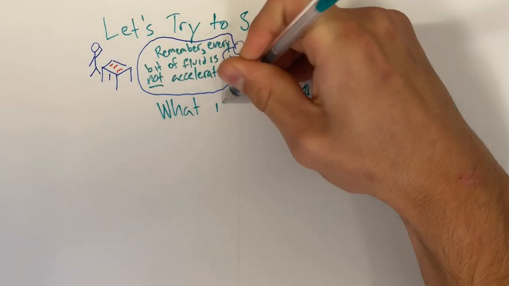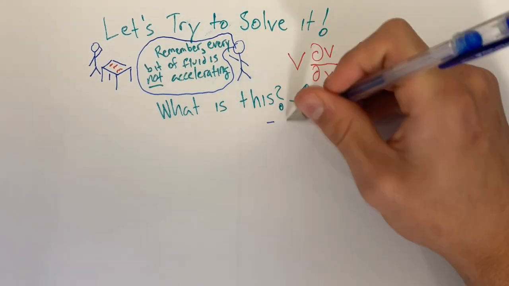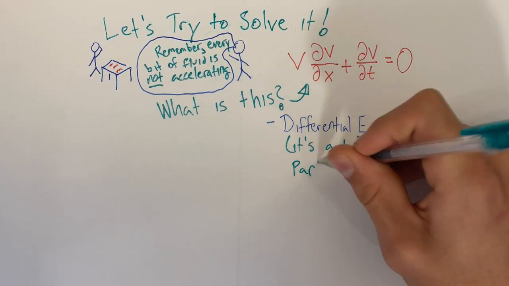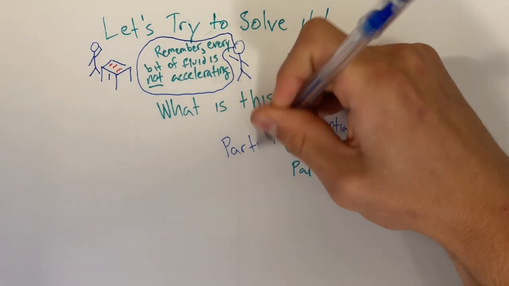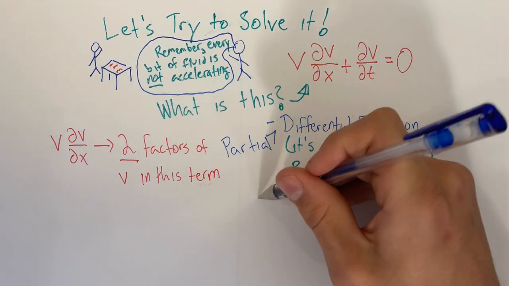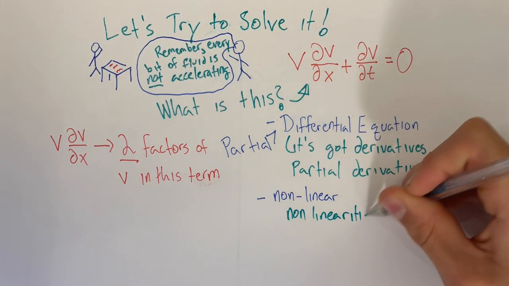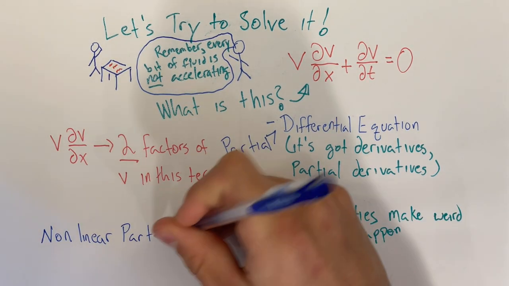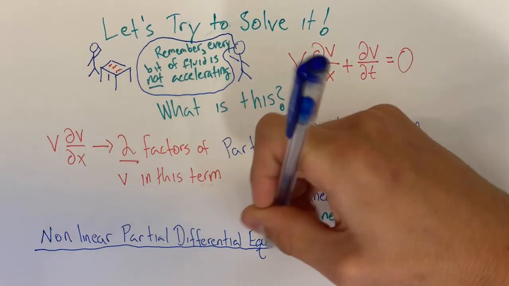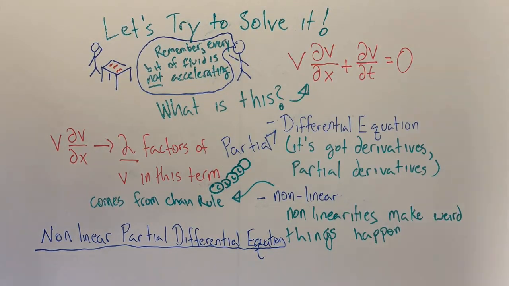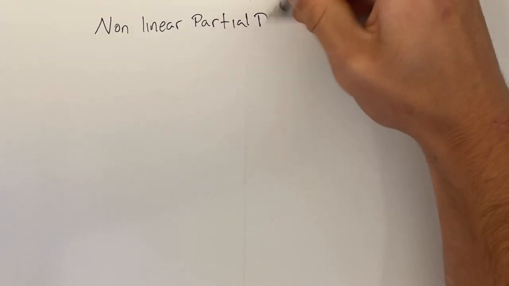What are we really looking at here? Well, it's a differential equation. It's got derivatives in it. And because these derivatives are partial derivatives, not full derivatives, it's also a partial differential equation. Furthermore, the V partial V partial x has a factor of V in it twice. This makes it a nonlinear partial differential equation. This nonlinearity is actually the root of the odd behavior we'll see, so that's why we spent so much time seeing where the nonlinearity came from through our thorough investigation of the chain rule. Alright, so it's a nonlinear partial differential equation we got.